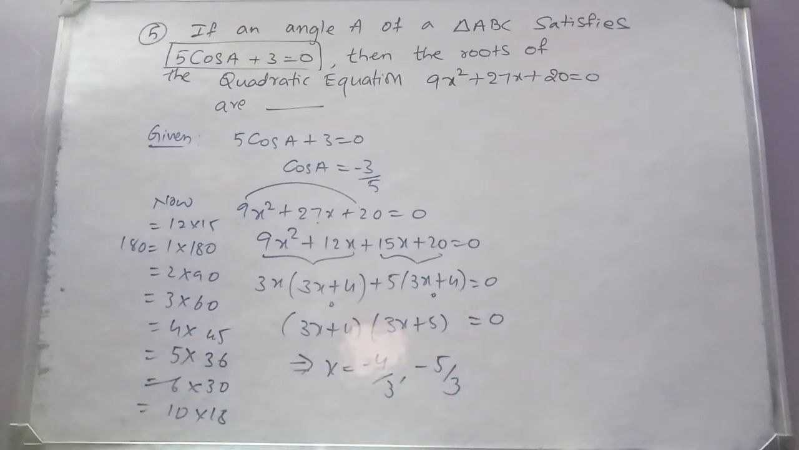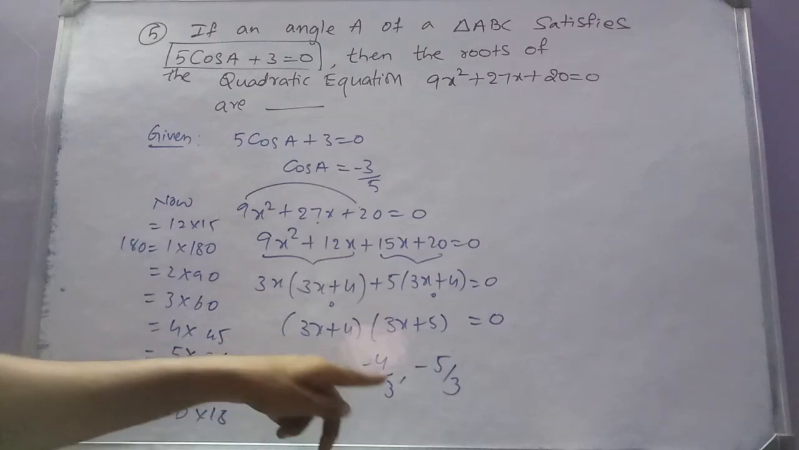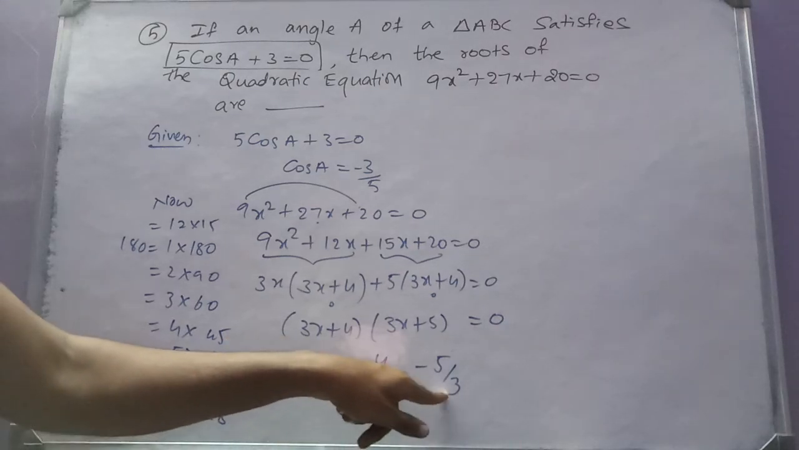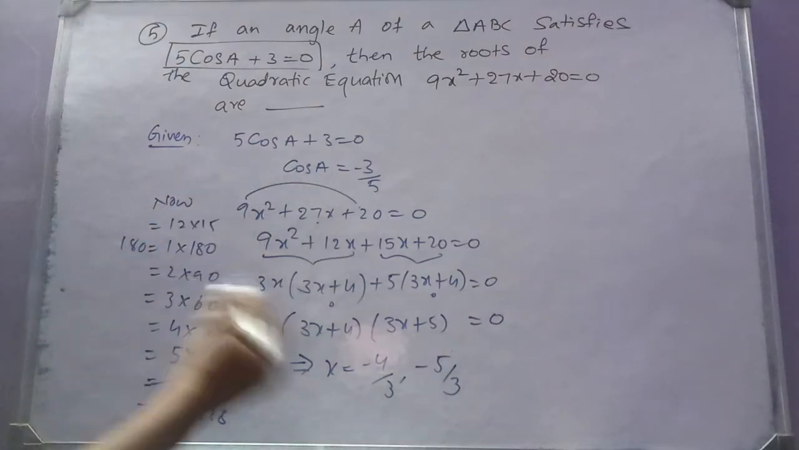But actually I have not written the options, but options are in terms of trigonometric ratios. The options are not like minus 4 by 3 comma minus 5 by 3. The options are in terms of trigonometric ratios. So let us use this.